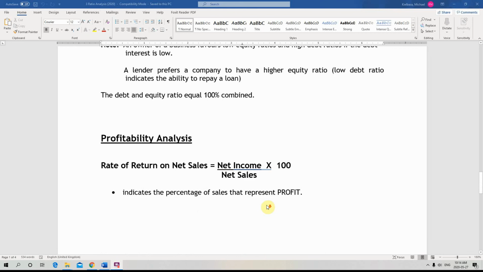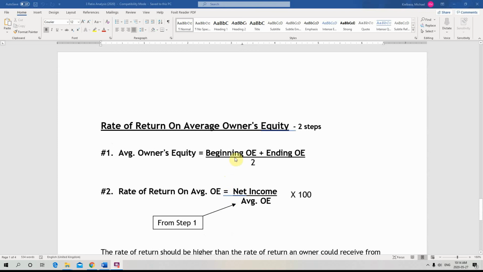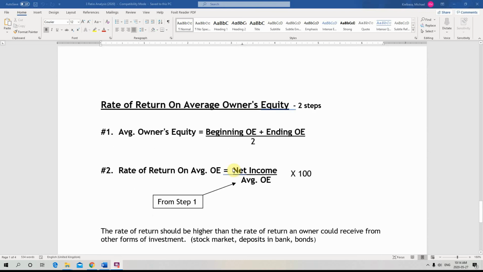All right. A couple more. There's also something called the rate of return on net sales, and this indicates the percentage of sales that represent profit. So, there's the equations up here. I'm not going to go into it. And there's also something called the rate of return on average owner's equity. Basically, that's what the return is for every $1 that the owner puts into the business. So what kind of a return is he or she getting for every $1 they put into the business?